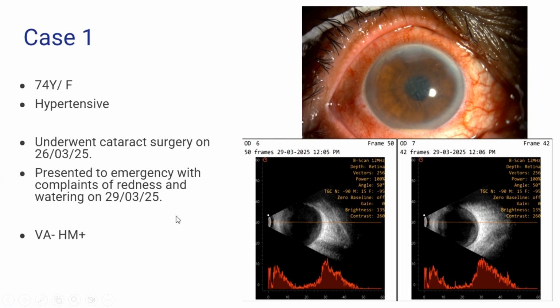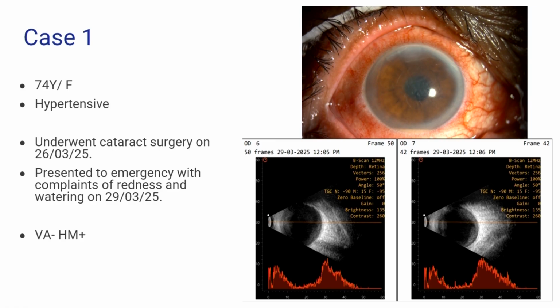Coming on to a case of post-operative endophthalmitis. She is a 74-year-old hypertensive female. She underwent cataract surgery on 26th of March and presented to the emergency department 3 days post-operatively with complaints of pain and redness in the eye. As we can see on post-op day 3, she had intense conjunctival congestion along with corneal edema with a small hypopyon. The visual acuity at that time was hand movements.